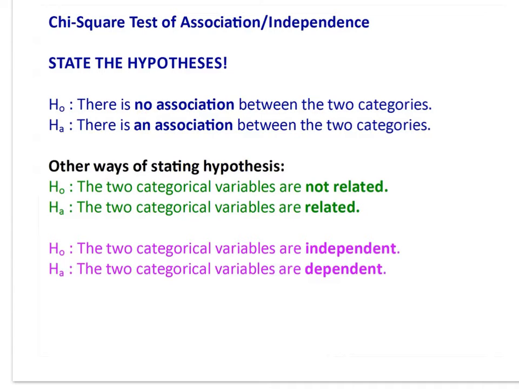Other ways of stating the hypotheses are to use the word related. So the two categorical variables are not related is the null. The alternative is that they are related. And then the third way of phrasing things is the two categorical variables are independent from each other is the null. So independent means that they're not related. One does not impact the other. They're not associated. The alternative is that they are dependent, or that they are related, or they are associated.